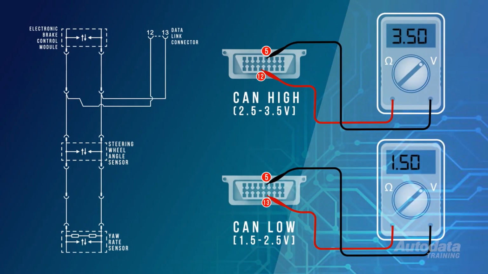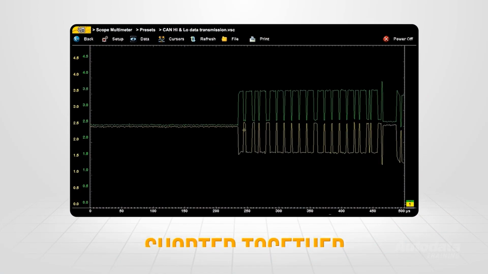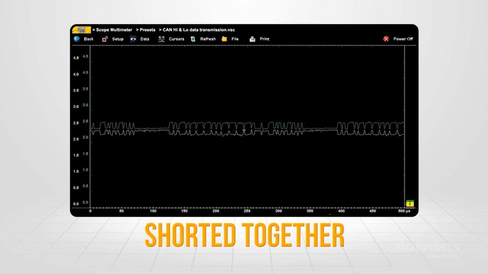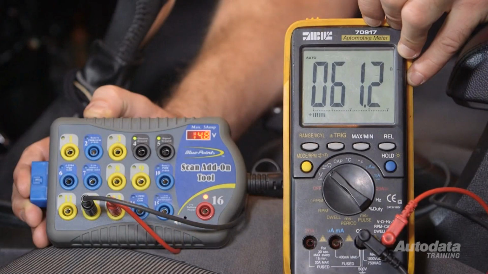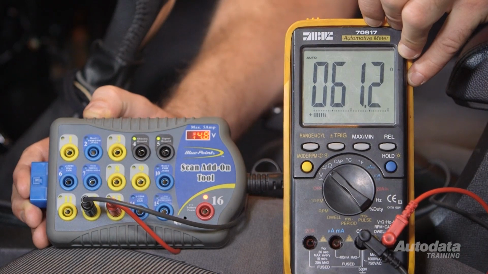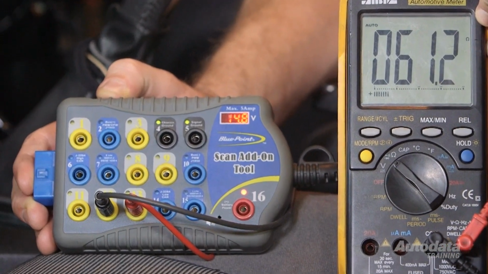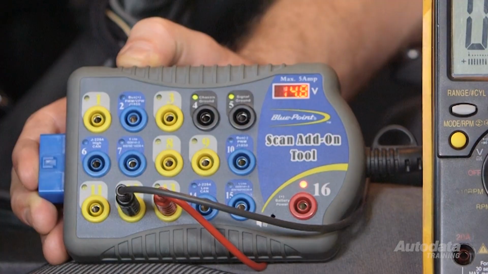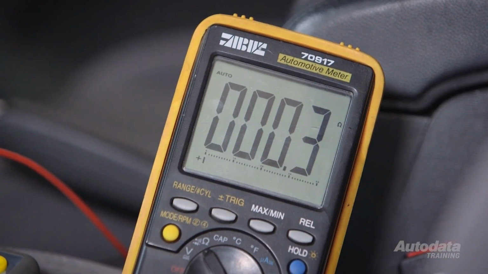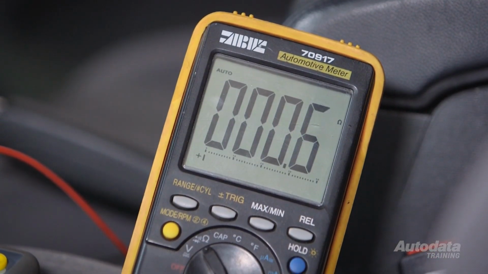If when testing either serial data circuit, the meter displayed identical voltage readings, the bus circuits may have shorted together. On a scope, the trace would look like this. To confirm this, turn the ignition off and perform a network resistance check across terminals 12 and 13. A meter reading substantially lower than 60 ohms will confirm a short exists.